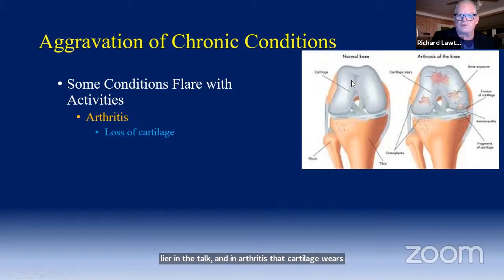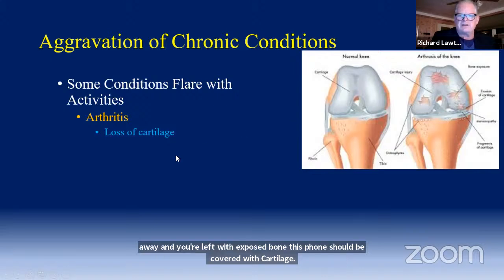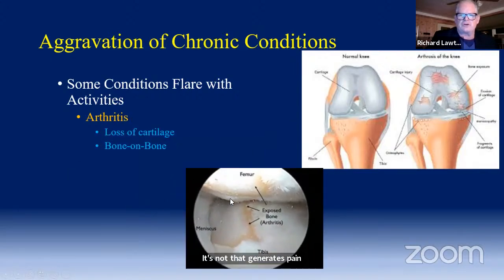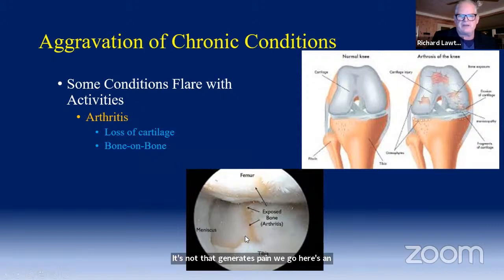This bone should be covered with cartilage. It's not. That generates pain. Here's an arthroscopic photo showing the same thing. This is the tibia. This is the femur. When we look inside the knee with an arthroscope, this is relatively normal looking cartilage, and that cartilage should extend all the way over here. And you can see this part of the tibia has no cartilage left on it. This bone that used to be covered with cartilage is now exposed, as is this bone on the femur.